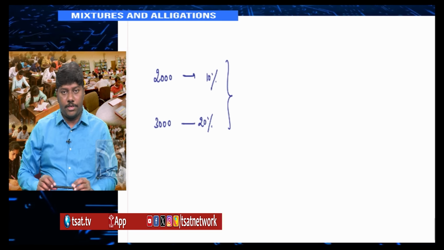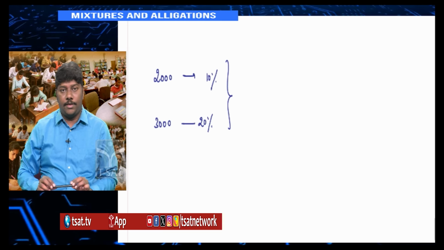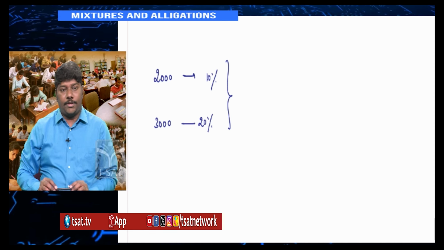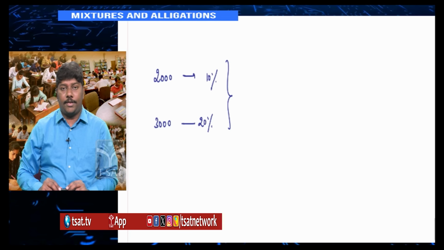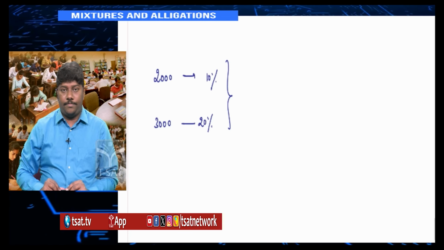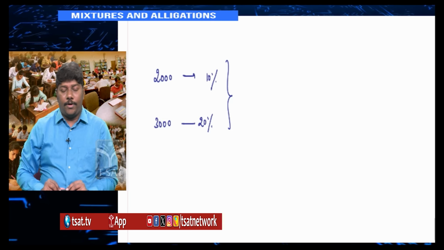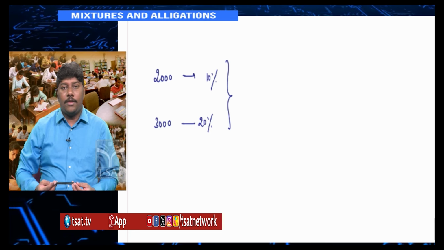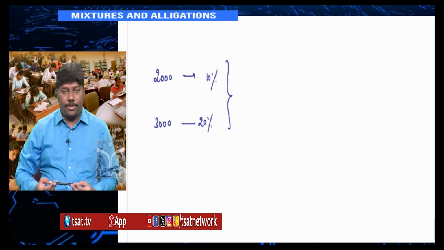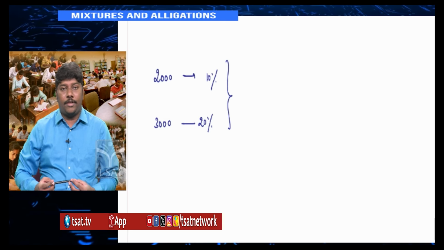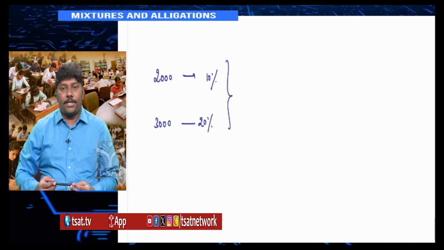I am dividing 5000 into two parts, that is 2000 and 3000. Upon 2000 I am getting 10% interest, upon 3000 I am getting 20% interest. What is the whole interest? The whole interest can be solved by using (N1A1 + N2A2) / (N1 + N2). Here N1 and N2 are the principals that you have given, and A1 and A2 are the percentages that you have given.